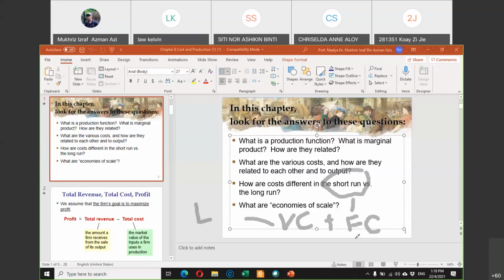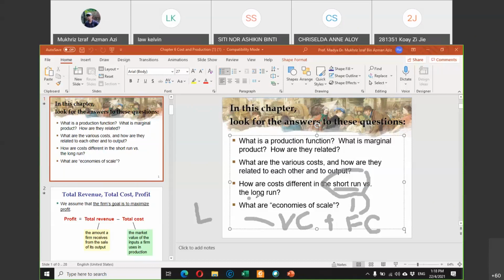So why is it called fixed? Because the cost does not change according to the output level. And the word fixed is only relevant in the short run period, because in the short run, the company or the firm cannot increase the size of the factory, cannot increase the size of the shop, the land size, whatever that requires more time to increase the production.